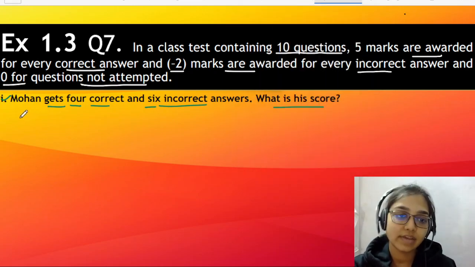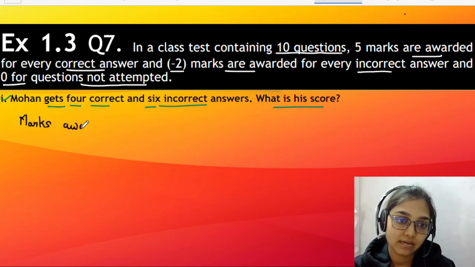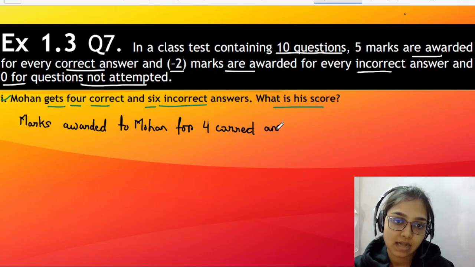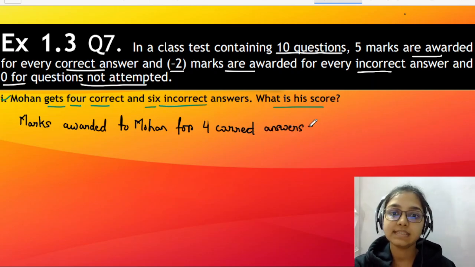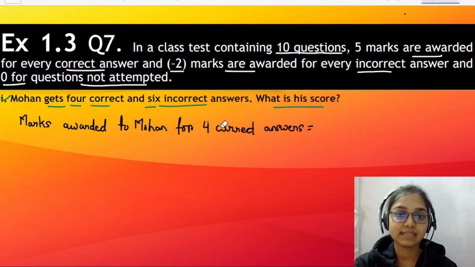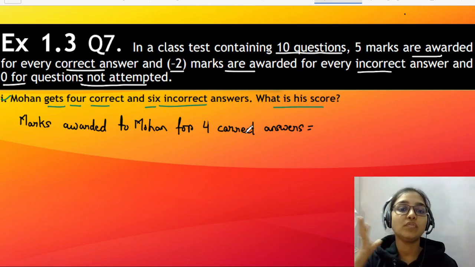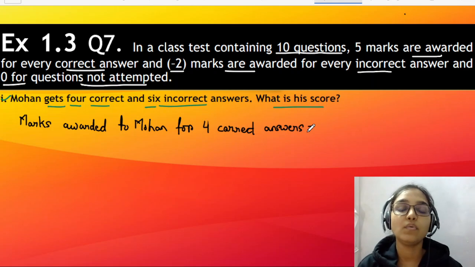So over here we are going to write: marks awarded to Mohan for 4 correct answers. Okay, so over here the statement you can write by yourself as well. It's completely your choice. Instead of writing marks awarded to Mohan for 4 correct answers, we can write that Mohan got this many marks for 4 correct questions.